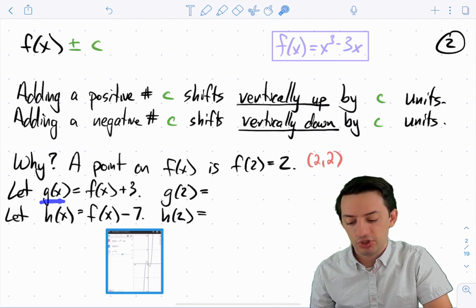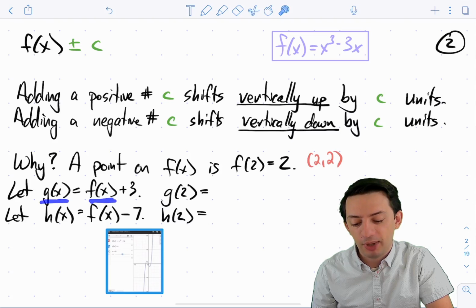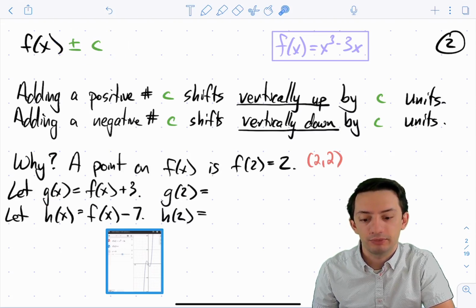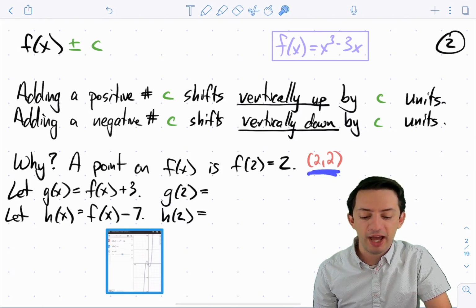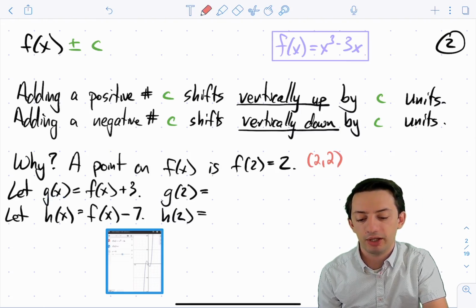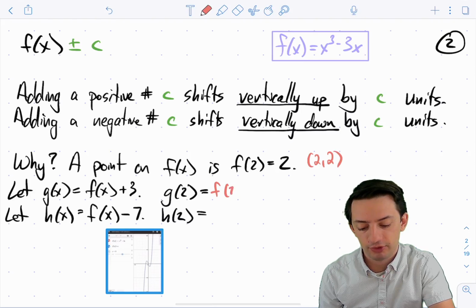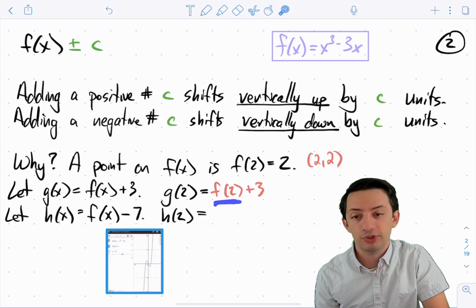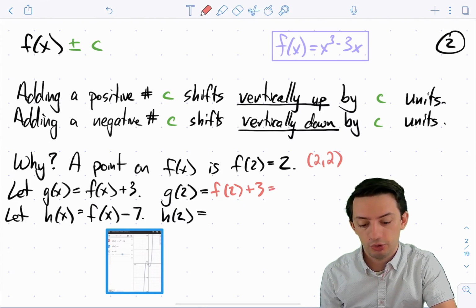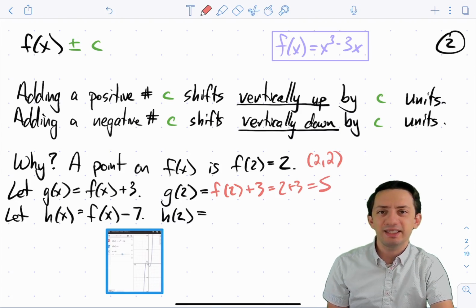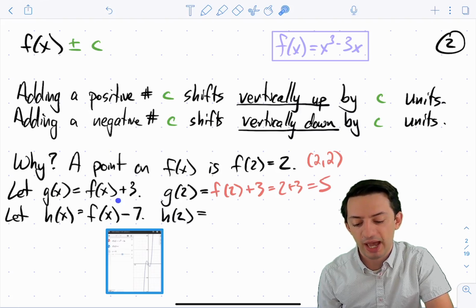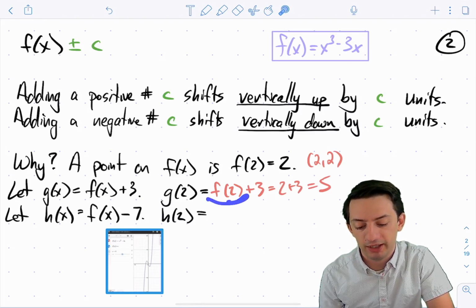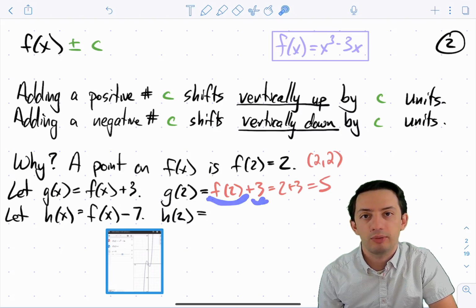Now let's define a new function g that we get by transforming f by adding 3. So we're doing this with a plus 3. So now the point (2, 2) on f becomes which point on g? Well, if I plug in 2, g of 2 is now f of 2 plus 3, because that's just our formula right here. f of 2 is 2, so that's 2 plus 3 equals 5. So this is showing us the idea of why everything moves up by 3 when I add 3 on the outside. It's because I have whatever height I had before, and then I go up 3 more.